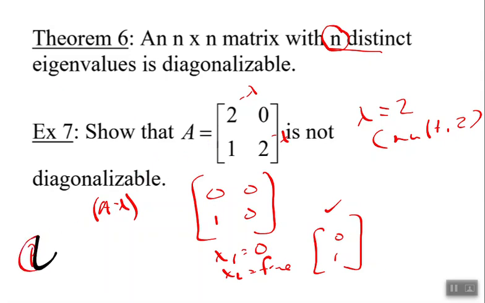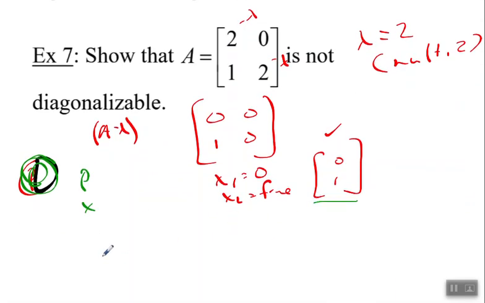We don't have the P. We do have D, right? Our D would be a 2, 2, 0, 0. But since we don't have a P, P does not exist. We only have one eigenvector. It has to be a 2 by 2.